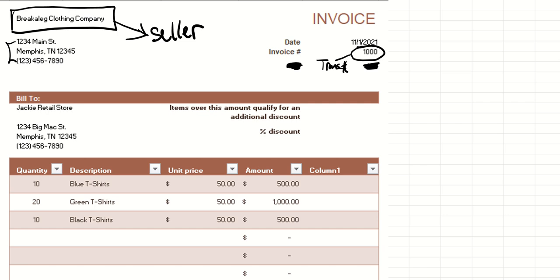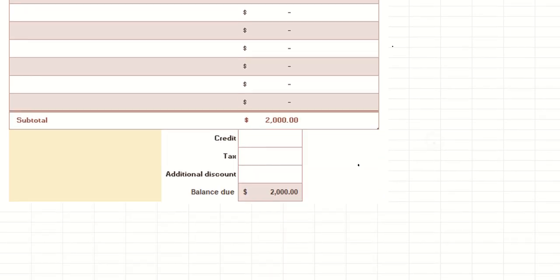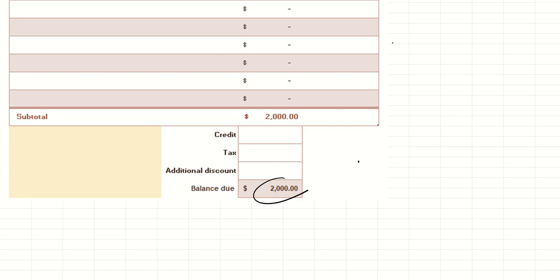Right below Break a Leg's information, we have the customer information, where this invoice is being billed to. We have the customer as the buyer and their contact information right below its name. And this is what the customer bought: a total of 40 t-shirts, blue, green, and black. You have the unit price per t-shirt and the total amounts as well. The total amount came out to be $2,000.